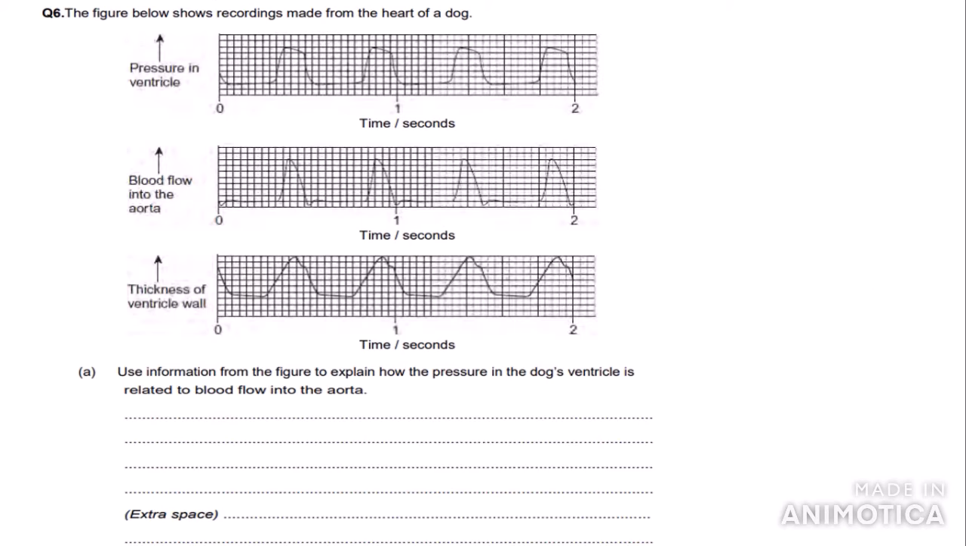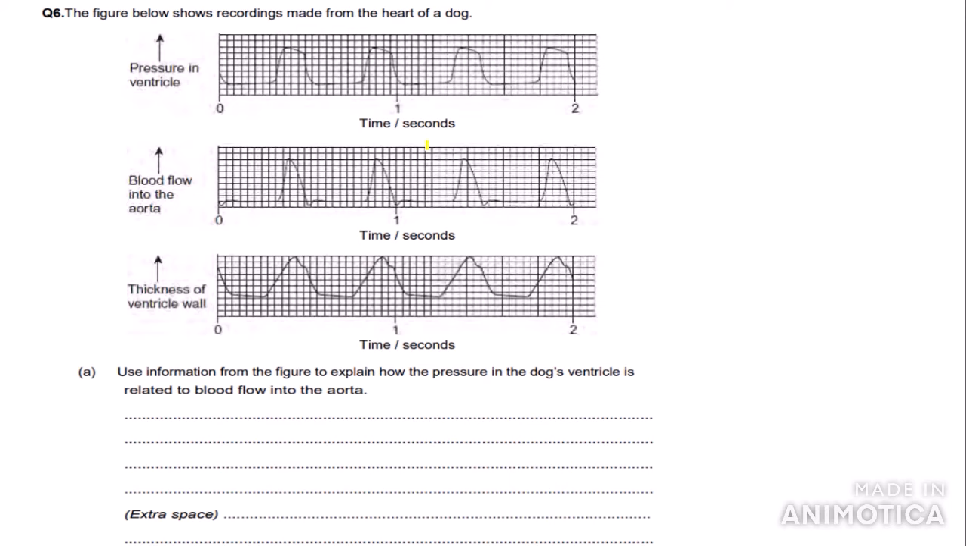Right, let's go on to the last major question of the video. The figure below shows recordings made from the heart of a dog. So this top recording here shows the pressure in the ventricle. The middle one shows the blood flow into the aorta, and the bottom one shows the thickness of the ventricle wall. So they are very different measures.